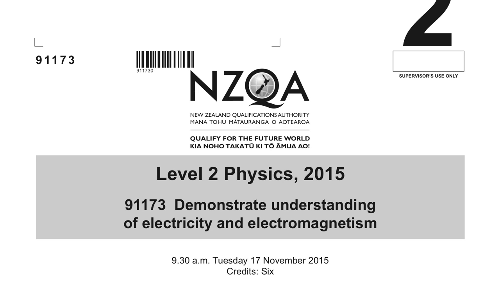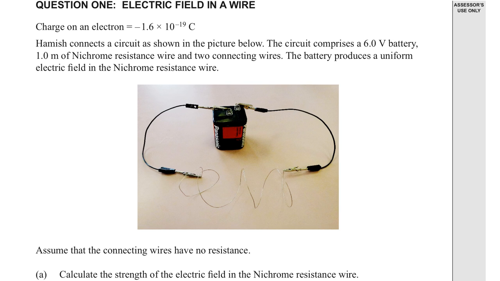2015 Level 2 Electricity paper. There we go. So electric field in the wire, charge on the electron. Hamish connects a circuit shown in the picture below. Circuit comprises a 6 volt battery, 1 meter of nichrome resistance wire and 2 connecting wires. Series circuit, 1 round loop. Assume the connecting wires have no resistance, so we're only concerned with the resistance of the nichrome wire in the middle there. Calculate the strength of the electric field in the nichrome resistance wire.